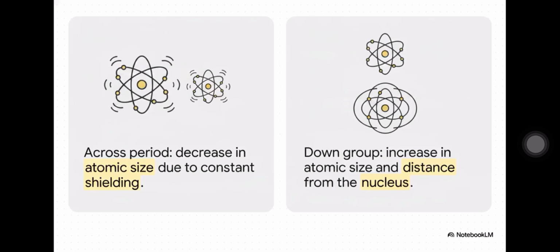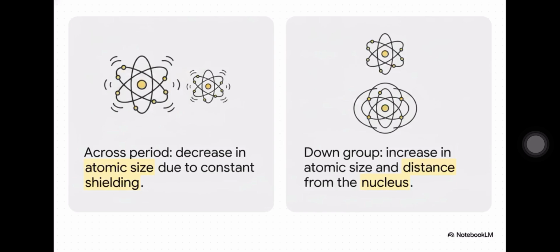As you move across a period, electrons are being added into the exact same shell. This means you have a constant shielding effect from the inner electrons, but at the very same time, the nucleus is gaining protons. This increases the overall nuclear charge, pulling those outer electrons in much closer and decreasing the atomic size. Tighter grip, higher energy needed to steal an electron.